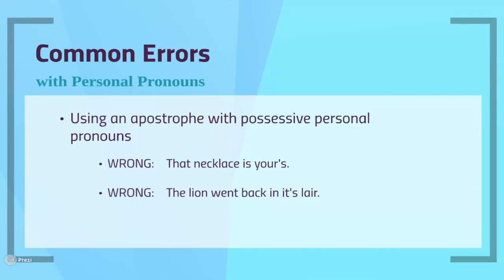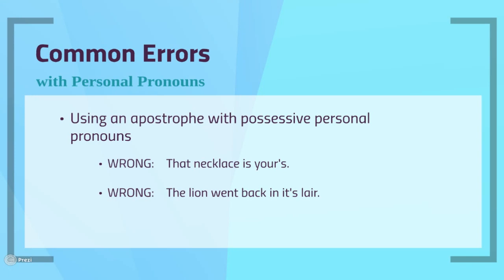All right, another frequent error is putting an apostrophe with a possessive personal pronoun. So look at our two examples here. That necklace is yours. That apostrophe needs to be gone. We would never use an apostrophe with a personal pronoun. The next example, the lion went back in its lair.